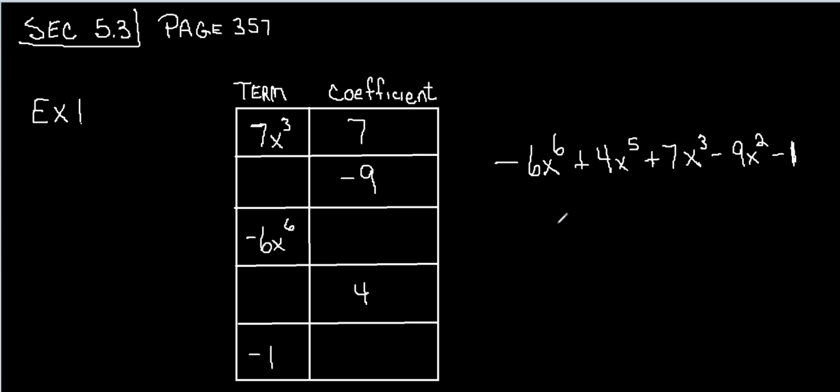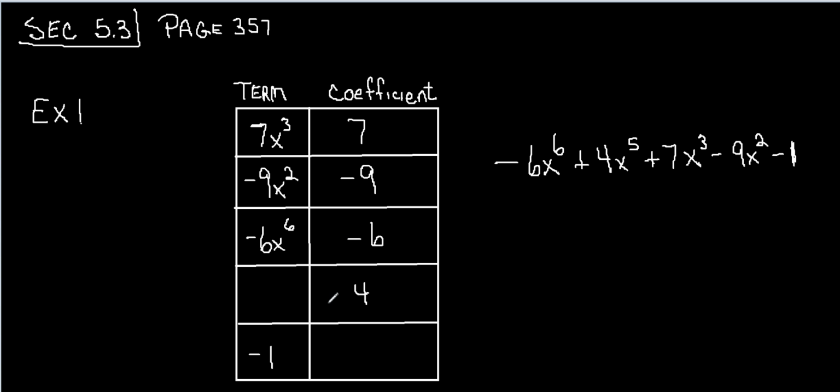Okay, here it is. For this expression here, we have to fill in this table. So they're looking for, here's the term, what's the coefficient of it? If the coefficient is -9, what's the term? And that would be in this box here, the entire term is -9x squared. If I've got the term -6x to the 6th, the coefficient is -6.